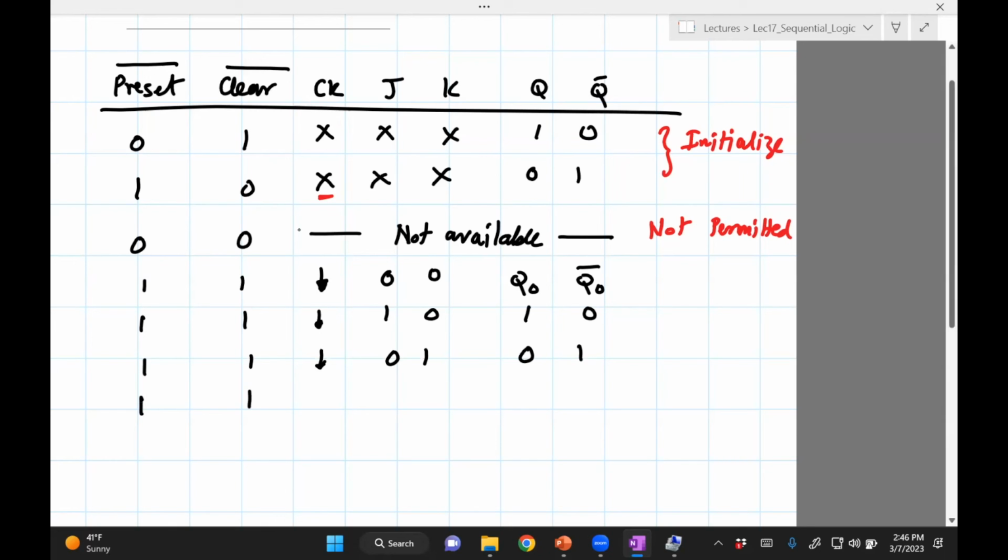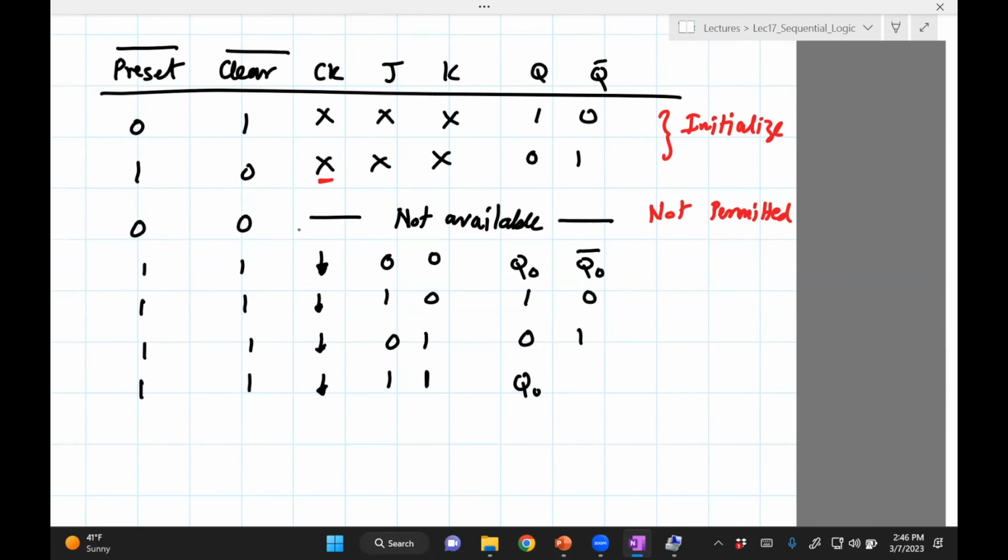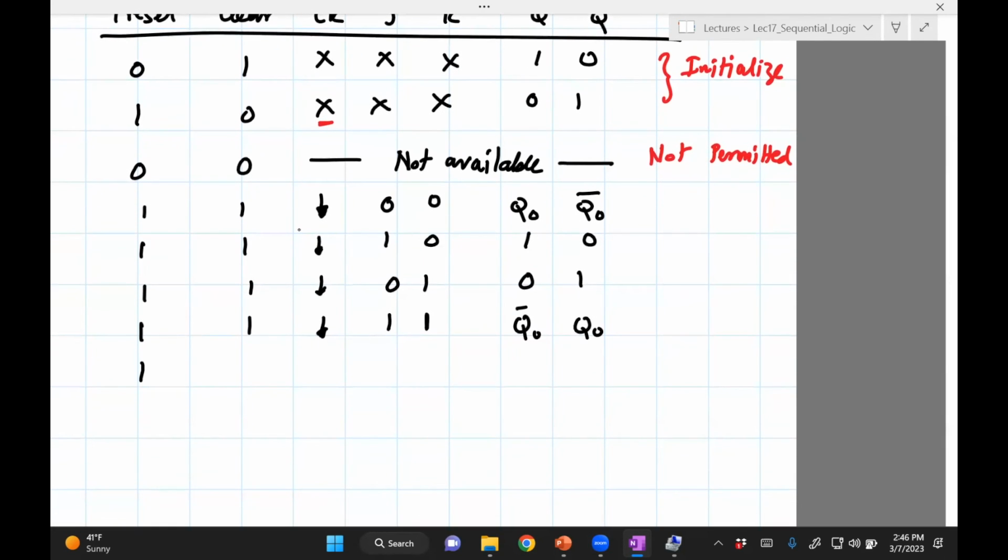Now this part, 1, 1, is the one which is not permitted in the RS, but 1, 1 is permitted in JK. In fact, what it will do is lead to the complement of Q. Whatever was there in Q initially will be complemented. A 1 will become 0 and 0 will become 1. Finally, we need to understand all the cases where it is not a negative edge, the positive edge, a 0 or 1. In all these cases, it doesn't matter what you put for J and K, this will lead to an unchanged state.